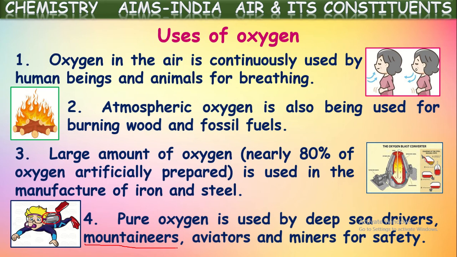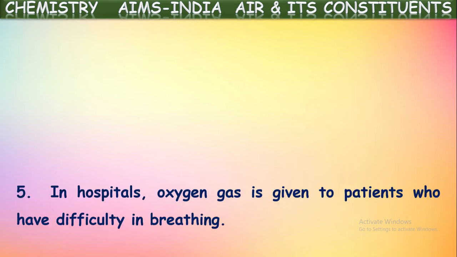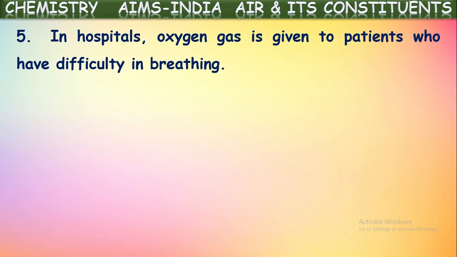So these all come under different uses of oxygen: for breathing, for combustion of fuels, for the production of metals in the industries, and for artificial respiration by divers and mountaineers. Okay, not only those, in hospitals, oxygen gas is given to patients who have difficulty in breathing. Yes, the patients who are suffering in breathing, who are not able to breathe by themselves. For those people, artificial breathing is supplied by an oxygen cylinder connection. Oxygen will be given to them artificially. Oxygen is supplied with cylinders to those patients.